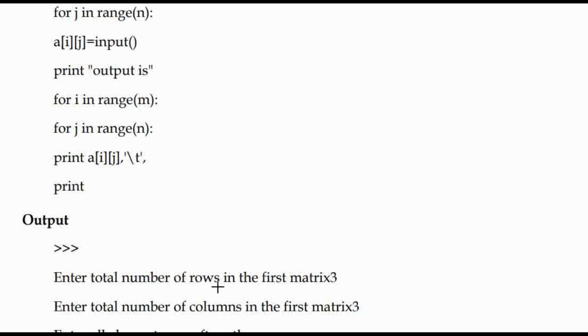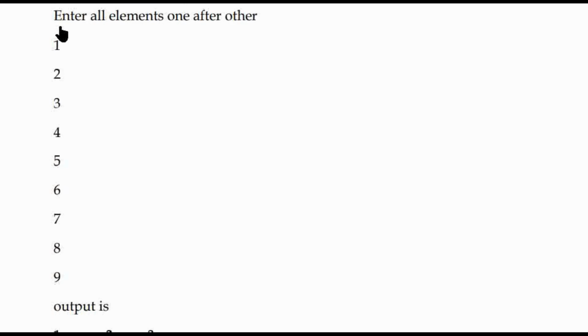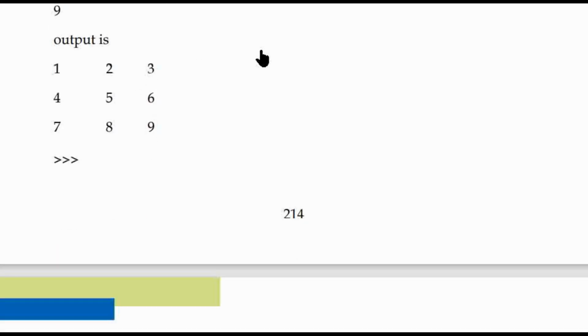Output: enter total number of rows in the first matrix 3, enter total number of columns in the first matrix 3, enter all elements one after other 1 to 9. Output is 1, 2, 3, 4, 5, 6, 7, 8, 9. This is the output.